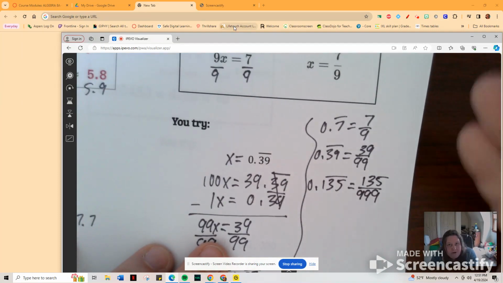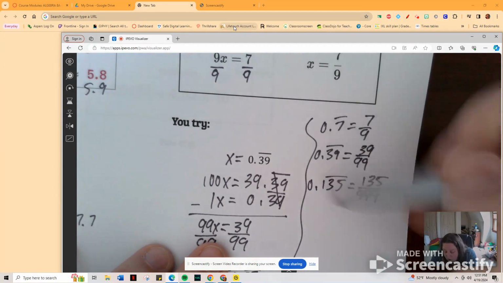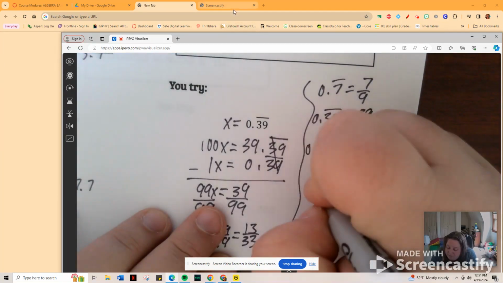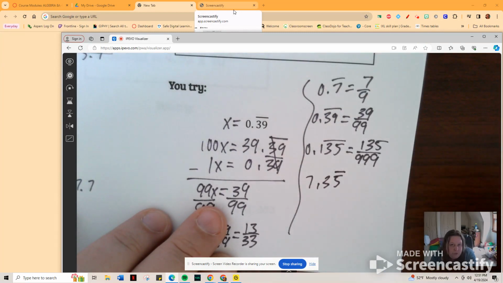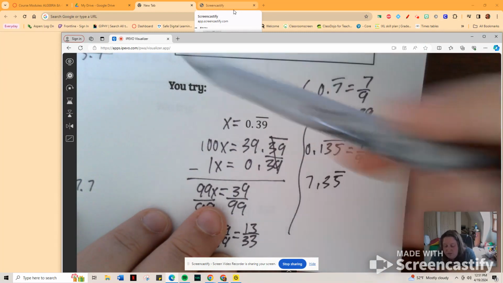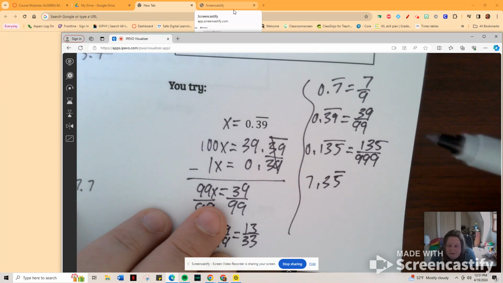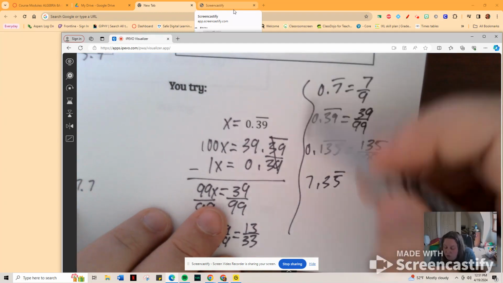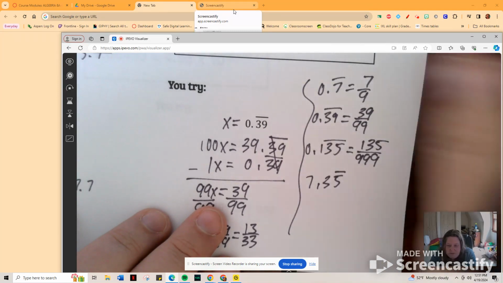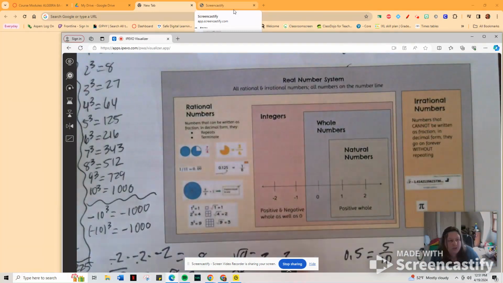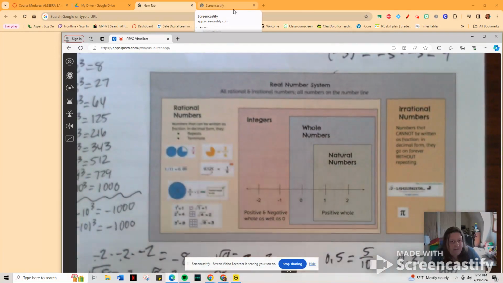And I want to point out that this pattern only works when all digits are repeating. If you had something like 7.35 where only the 5 repeats, this wouldn't work. You'd want to use the algebraic way to write this as a fraction because it is possible. So this trick only works when all digits repeat after the decimal. So this review, it should cover everything you're going to see on RICAS and in your practice.